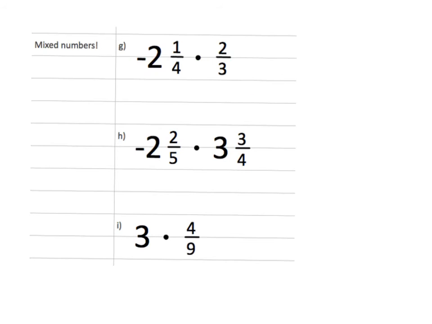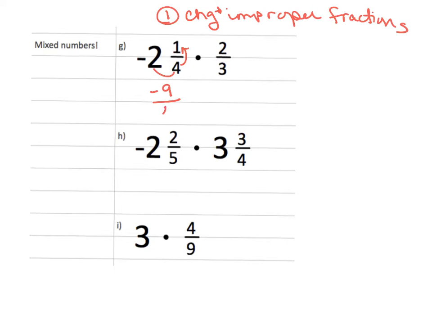Okay, last thing for multiplication. Let's multiply mixed numbers. First step before you do anything is to change them into improper fractions. That's the first thing you are going to do. Change to improper fractions. So 2 times 4 is 8, plus 1 is 9, and that's where I put the negative. So -9/4 times 2/3.